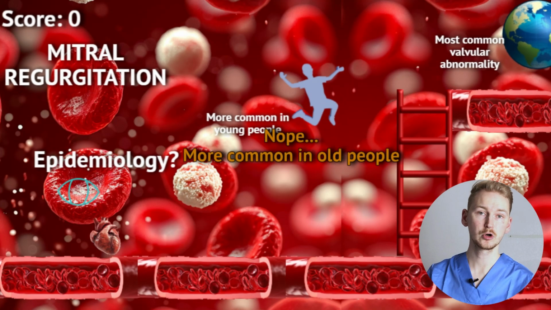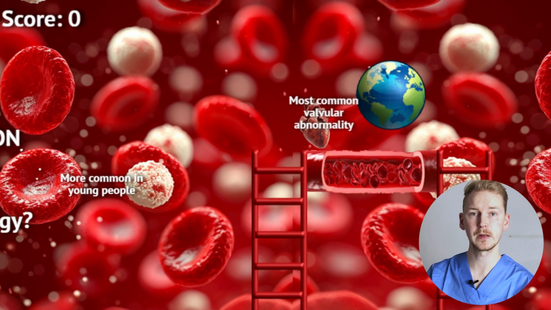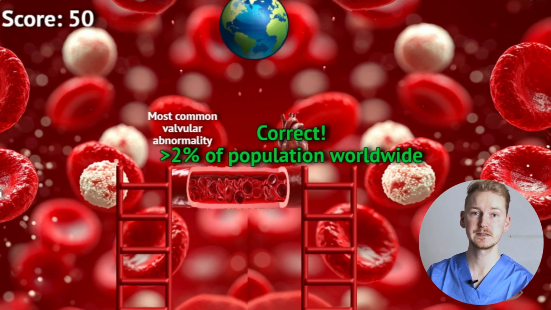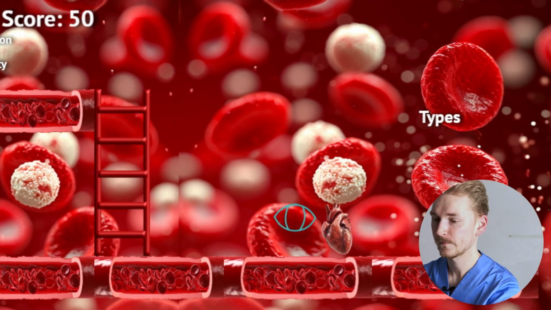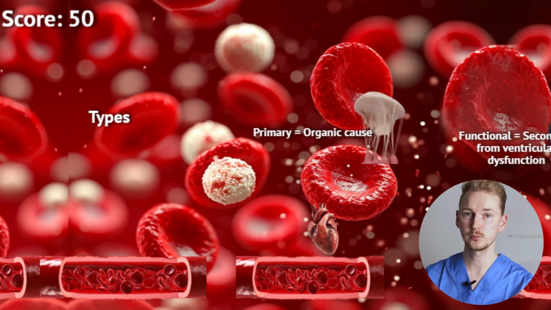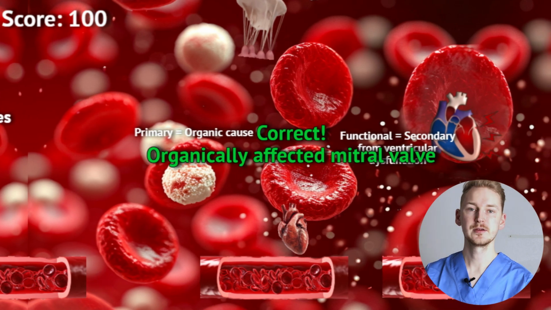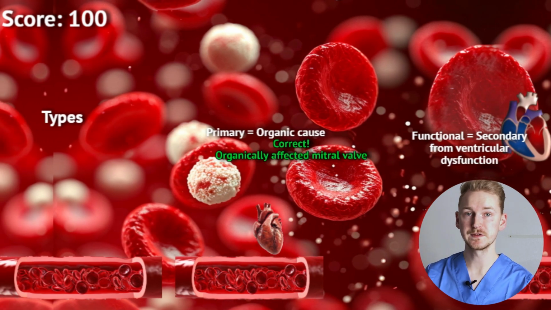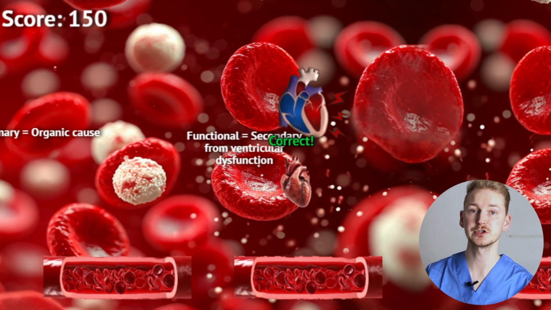Epidemiology. It's more common in old people. It's actually the most common valvular abnormality worldwide, affecting over 2% of the population. It's divided into two types. There's the primary type, which has organic causes affecting the mitral valve itself. The second type is the functional type, where the regurgitation is secondary to ventricular dysfunction.